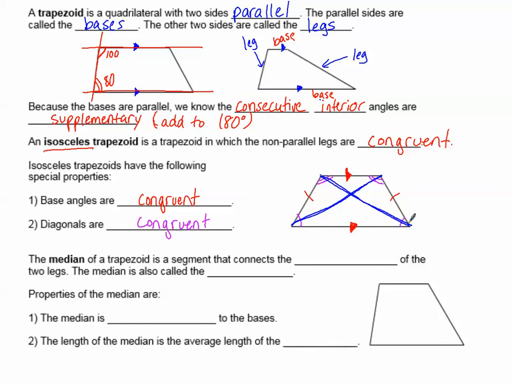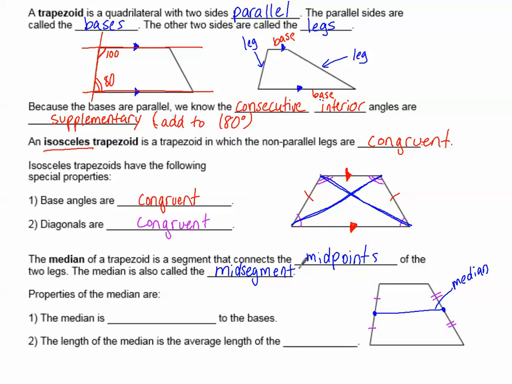Another thing is the median of the trapezoid is a segment that connects the midpoints of the two legs. Once again, these are our legs right here and right here. Let's say this is the midpoint of this one and this is the midpoint of this one. That means that this is congruent to this and this is congruent to this. The midpoint means that those two legs have been bisected. If I draw a line, the blue line here is the median. It's also called the mid-segment. Those two words are interchangeable: median or mid-segment.